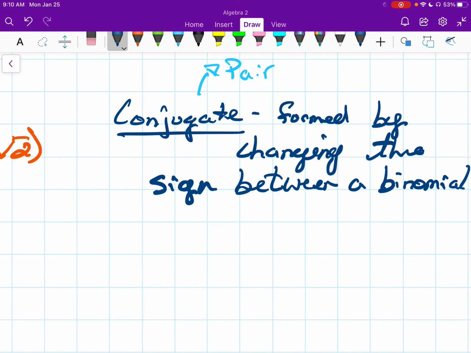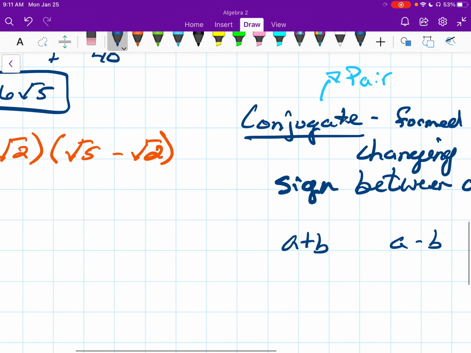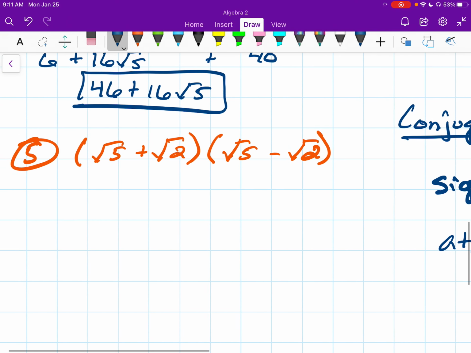So if you are given a plus b, that's a binomial because it's two terms that are added together. The conjugate would be a minus b, right? You change the sign there. If you were given a minus b, then you would go to a plus b, right? All you have to do is change that sign in there. And what we're going to see is it does some fancy stuff with roots, helping us out.